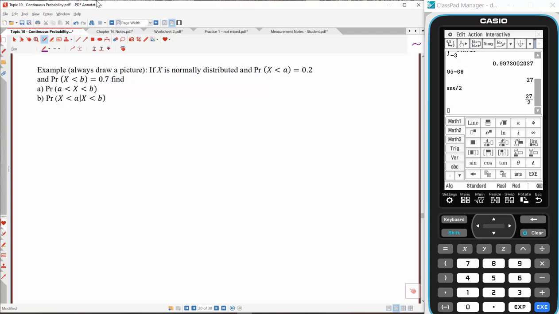All right, so example, and again, I've just ripped this off Tenchi's PowerPoint here, but always draw a picture. If X is normally distributed, so it's important to note, it's normally distributed, and the probability that the random variable being less than a particular value, A, is 0.2. All right, so let's draw that up in a curve. The probability of a value being less than that is not much. That's like 0.2.